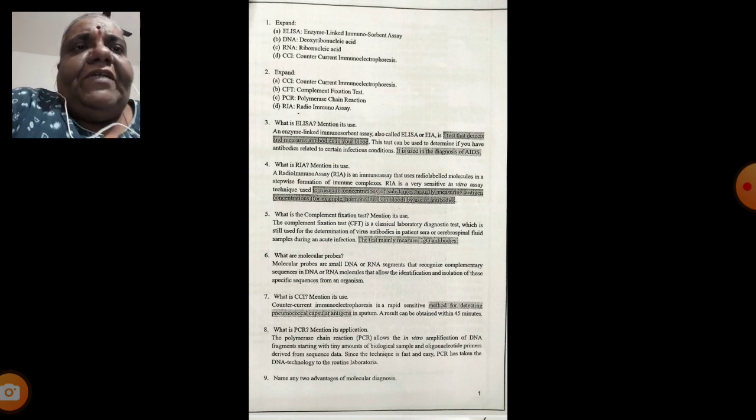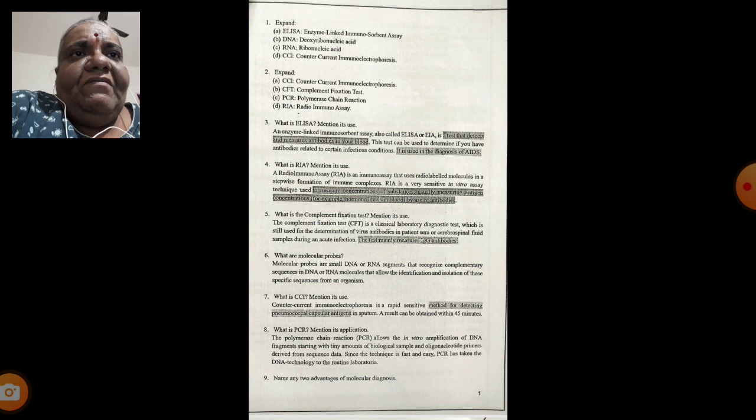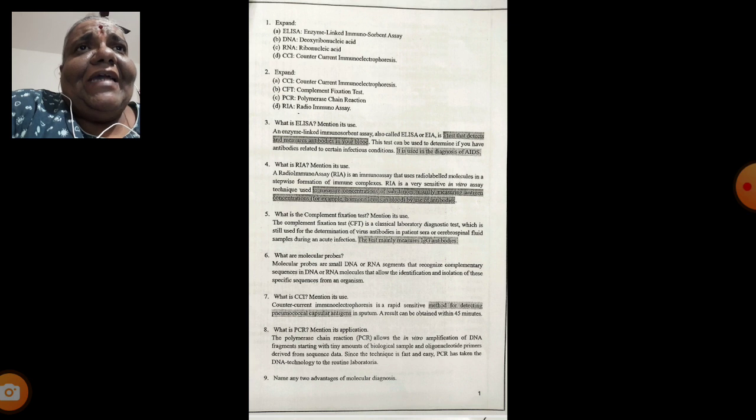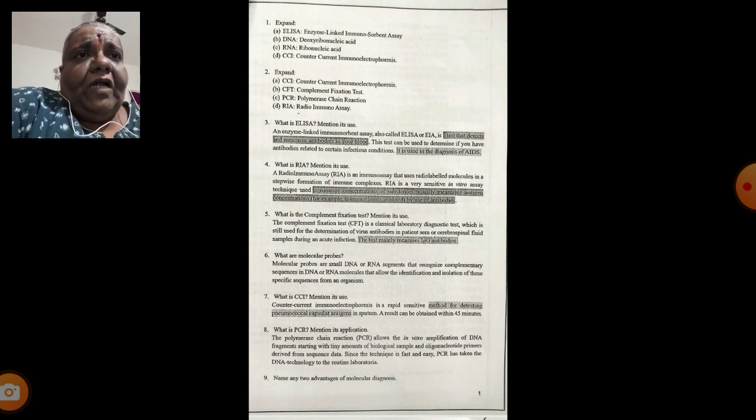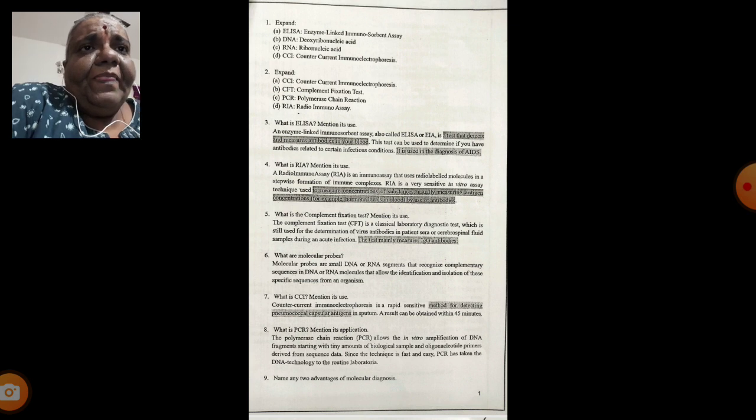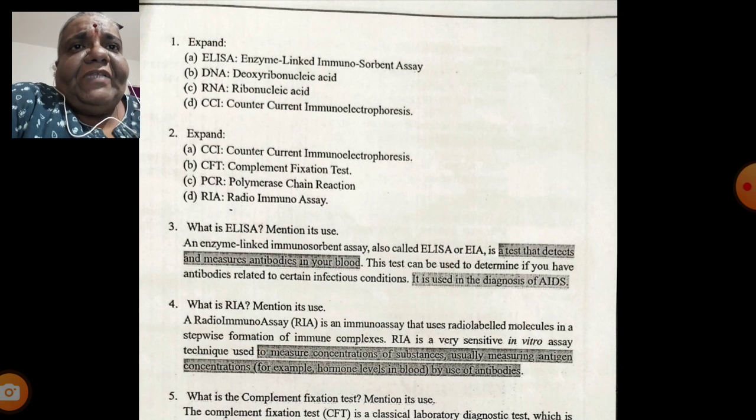So, the first question in our question bank is about giving the expansions of a few epithets, which are basically the techniques used in molecular diagnosis. The short form, in other words, is called an epithet, E-P-I-T-H-E-T. The first question says, expand the following epithets. Here I can see 4 techniques, 4 epithets.